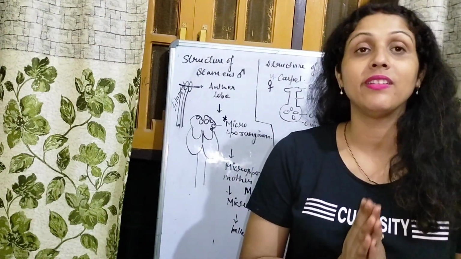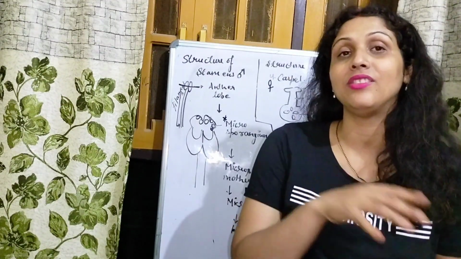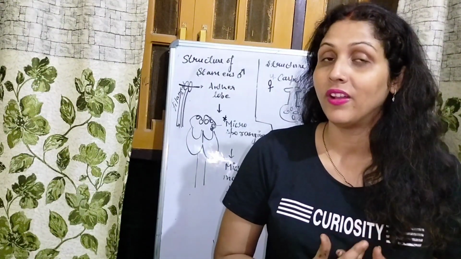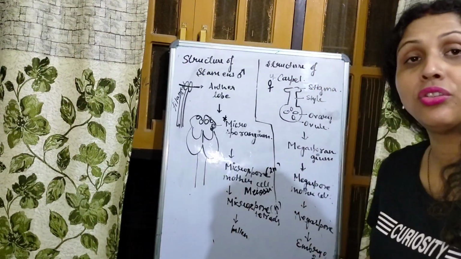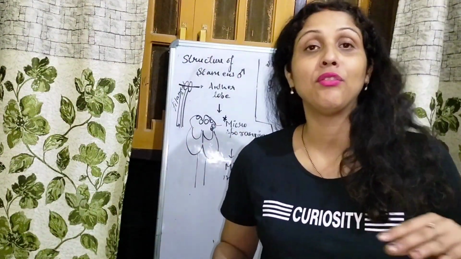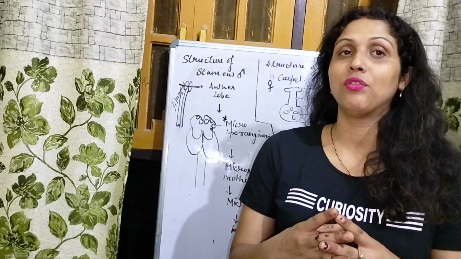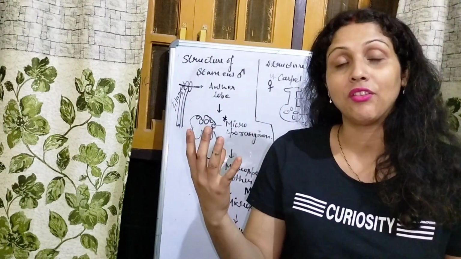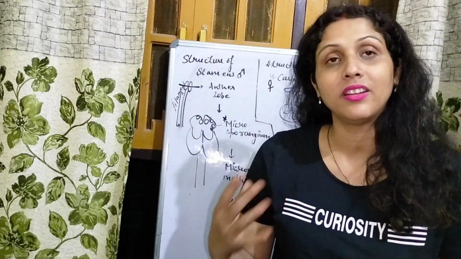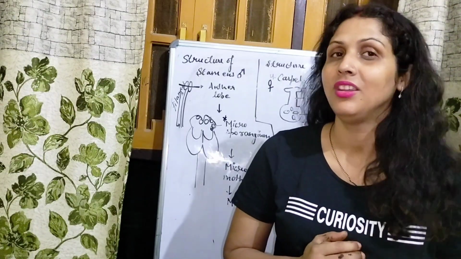This we will discuss under the heading pre-fertilization events. After that, once the two gametes are produced, fertilization takes place, and after fertilization the zygote is formed. Then we will read what happens after the zygote under the heading post-fertilization events.